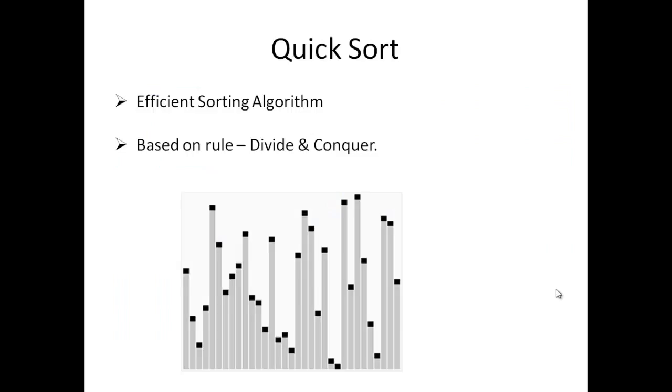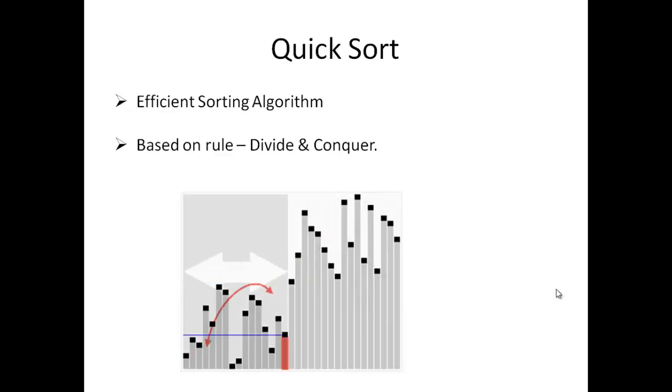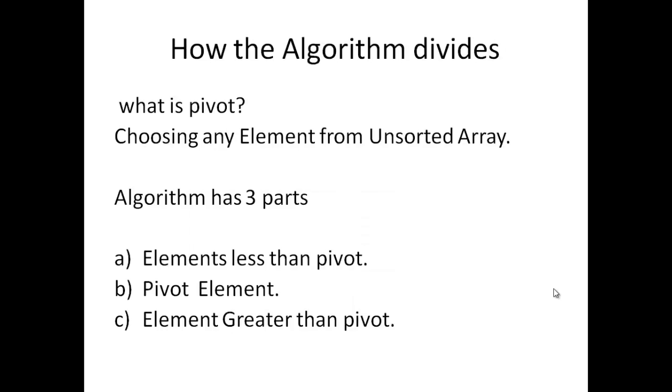Quicksort is an efficient sorting algorithm. It is based on the rule divide and conquer. In quicksort, you should know about the term pivot. What is pivot? Any element chosen from an unsorted array list is considered as the pivot element. Here the algorithm has three segments: elements less than pivot, the pivot element, and elements greater than pivot.